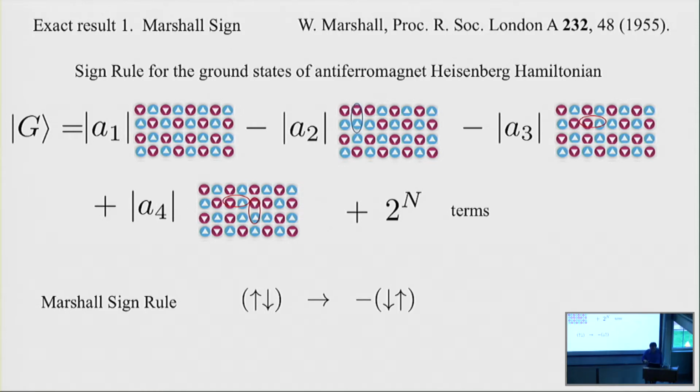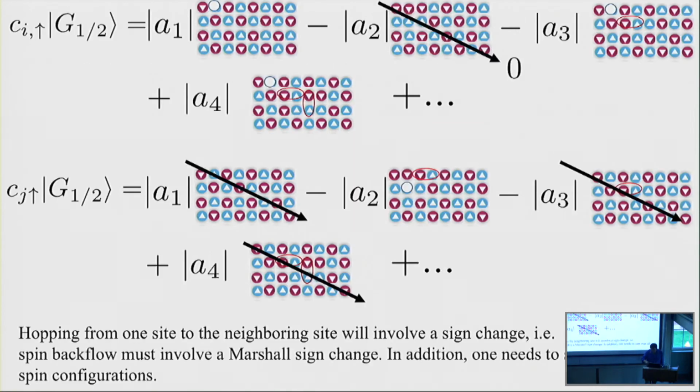Now, what would happen if I create a hole over here? When I create a hole, I take the previous picture and I create a hole. But for this one, it goes to 0. Why? Because here this is a down spin. If I kill off with that, then I kill off this one, and so that's why I have a contribution here.